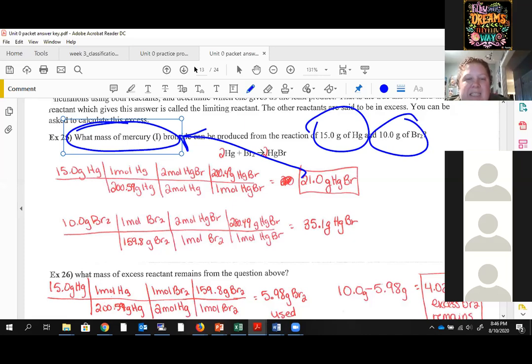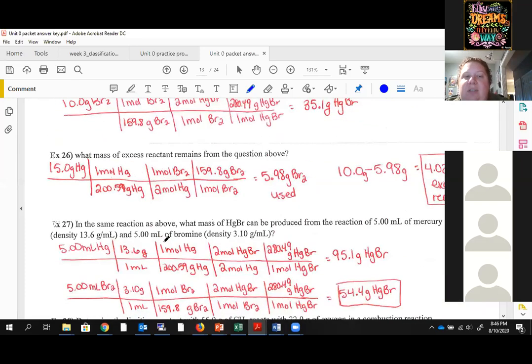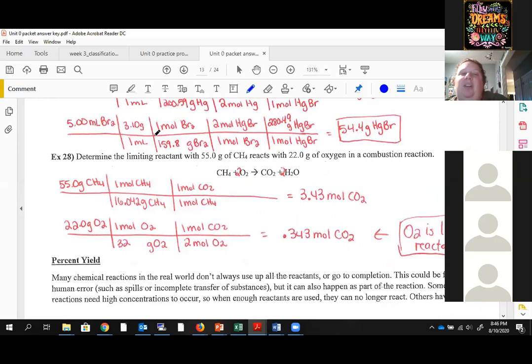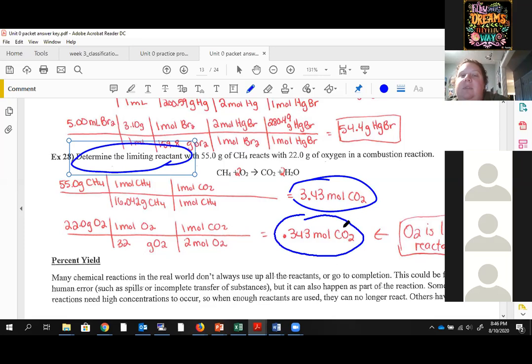In 28, I tried to save some time and some paper because all they want to know is what is the limiting reactant. They're not specifically asking me to go to grams or to find a mass of my product. They just wanted me to say which one is limiting my reaction. And so I stopped at moles. I'm still comparing the same thing. I'm still comparing moles of carbon dioxide to moles of carbon dioxide. But I left off that last step because I didn't need it.